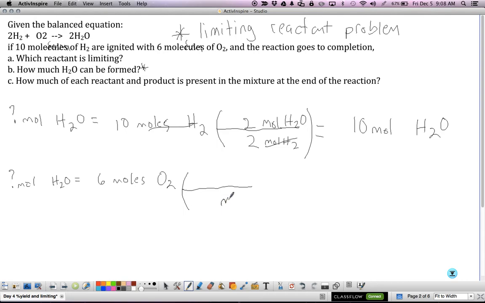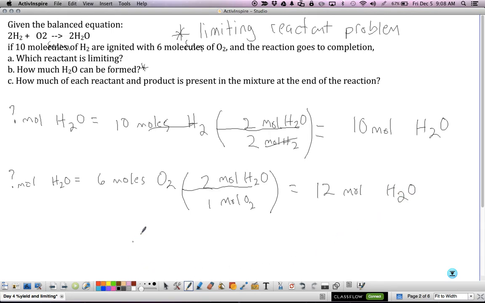And I'll do the same thing down here with the oxygen. Okay, moles O2, and I can go straight to moles of H2O using mole ratio. Okay, 1 mole O2 to 2 moles H2O. Okay, so I can make 12 moles of water here.